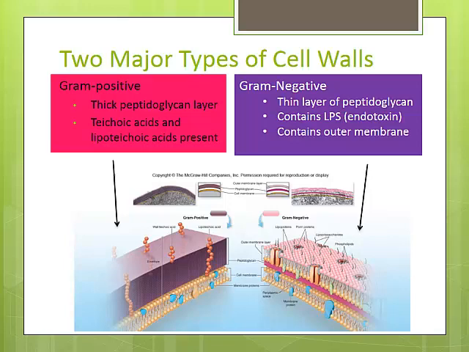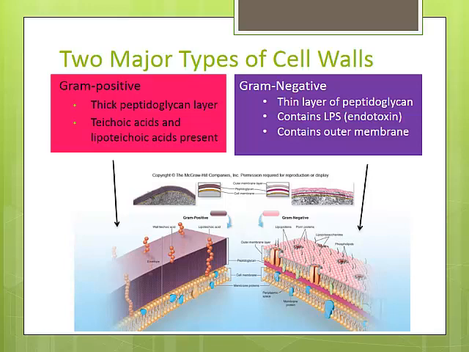Now, gram-negative cell walls look quite different. You can see just from the photo. They just have a very thin layer of peptidoglycan, which you can see represented by that magenta color that's running through the center of that figure.